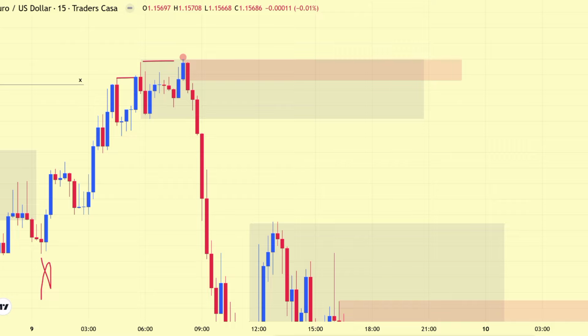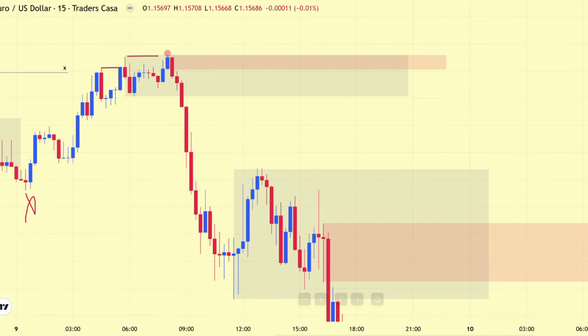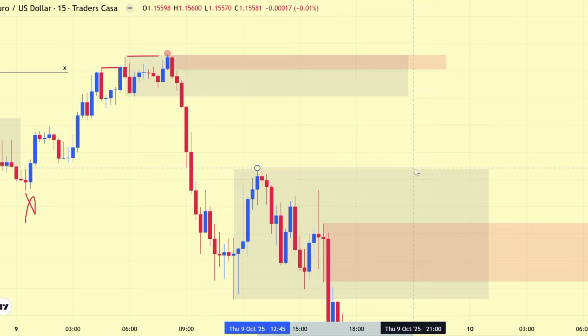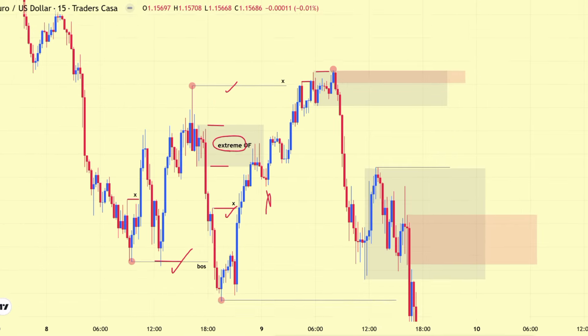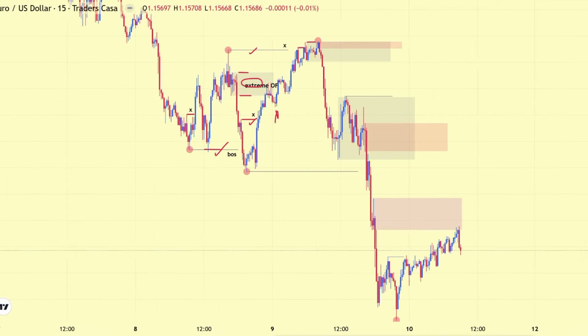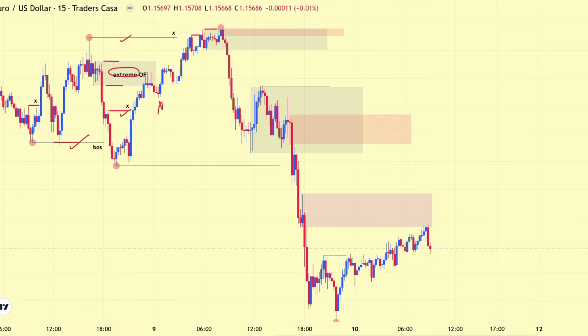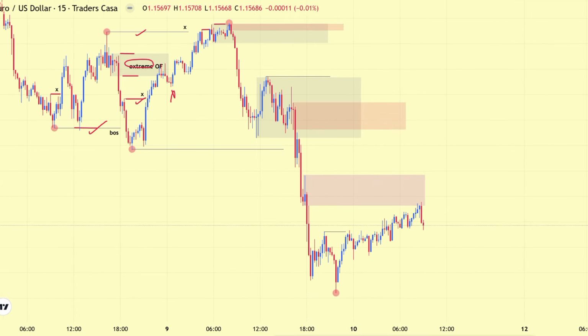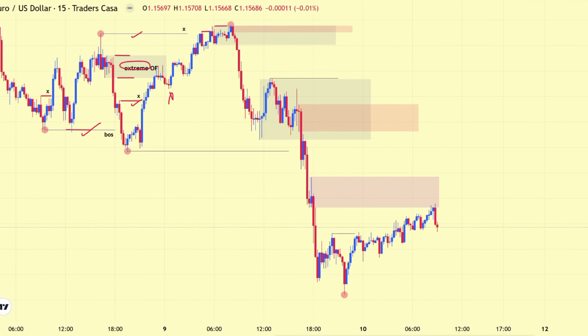All right, so where is the engineering liquidity? Of course, the engineering liquidity, it will be this high here. So that's the engineering liquidity. And yeah, so now we have marked our chart, and right now let's see where price will be making the reversal from. Is it on the decisional or on the extreme?